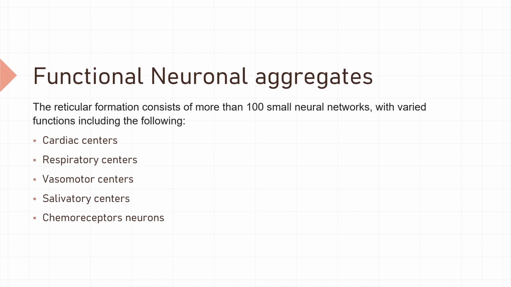So, as we mentioned before, the reticular formation has multisynaptic connections and has varied functions regarding that. Some of those functions include the cardiac centers, the respiratory centers, vasomotor centers, salivatory centers, and the chemoreceptor neurons. Basically, the reticular formation receives very general information, not specific ones, and along with other tracts, not on its own, it provides the response as well. On its own, it's quite a general response, but to provide a specific response, it needs to interact with the other tracts as well.